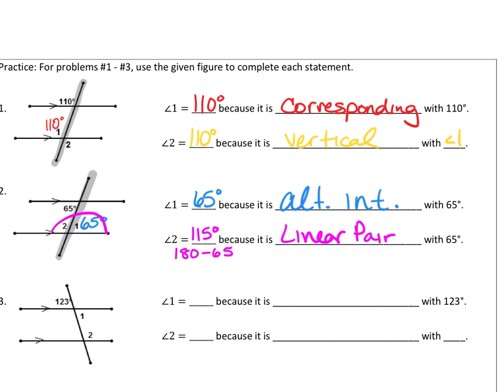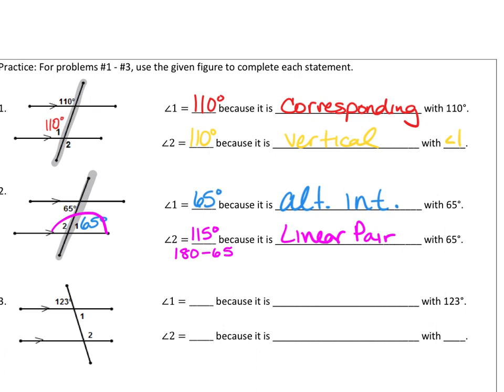It is also consecutive exterior angle with 65. But consecutive exterior angles are also supplementary, so we would still subtract 180 minus 65, so we could have those numbers.